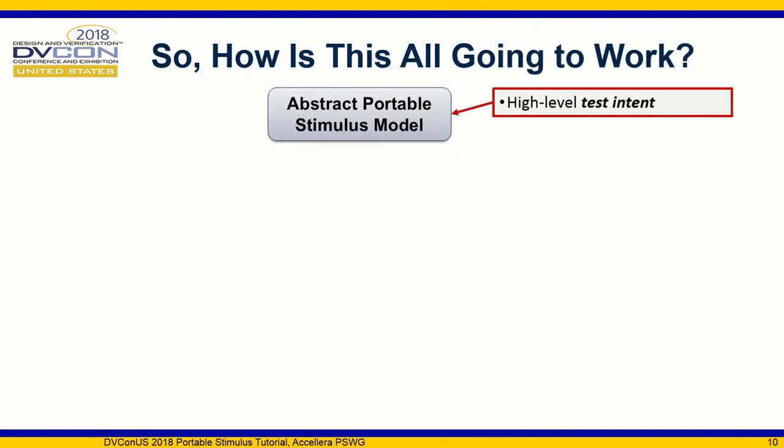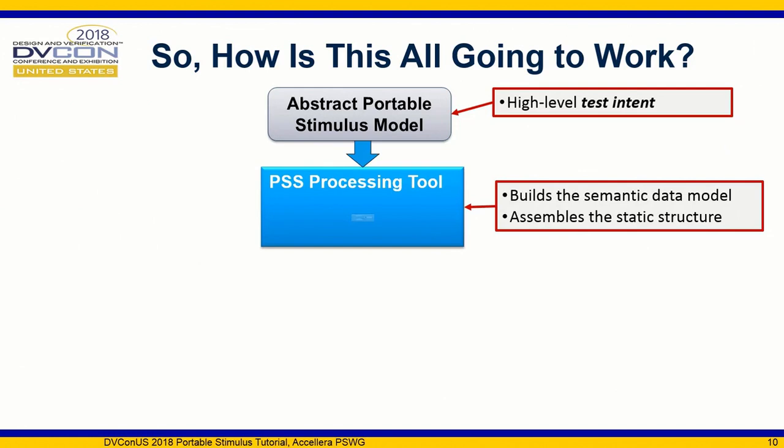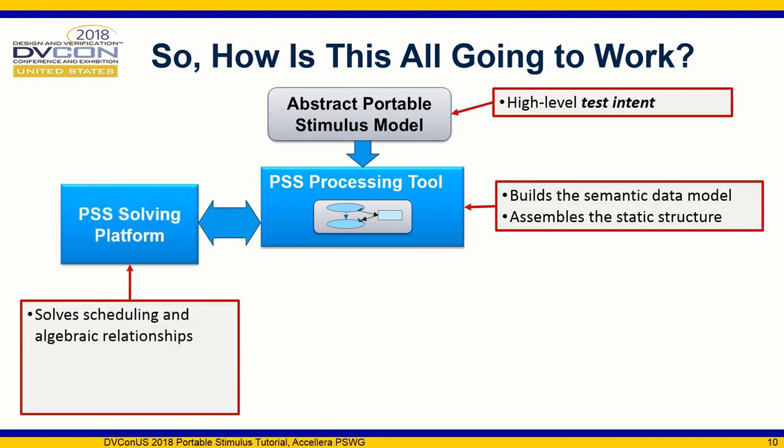The way this is all going to work is we're going to start with an abstract portable stimulus model, and we'll see a lot about how we model test intent today. From that, there's going to be a PSS processing tool. Again, you're going to allow the tool to do the work, and that tool is going to take that description, compile it, analyze it, and build the semantic data model that represents the static structure of the thing that you've defined. And as we'll see, that static structure has a lot of holes in it, a lot of places for the tool to go off and explore different things. So we have to be able to solve those equations. And we can do that in 2 ways.